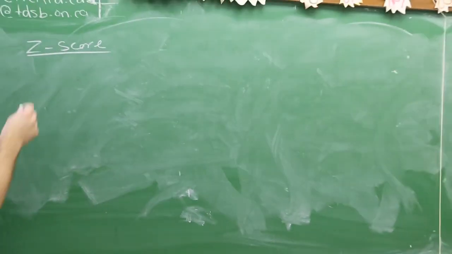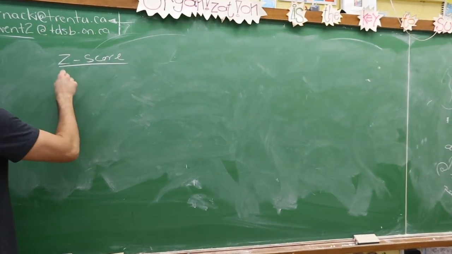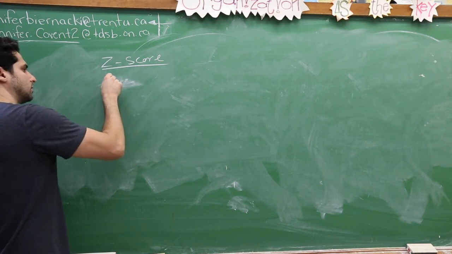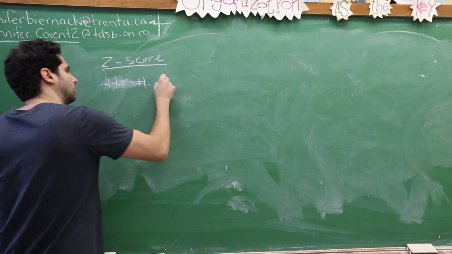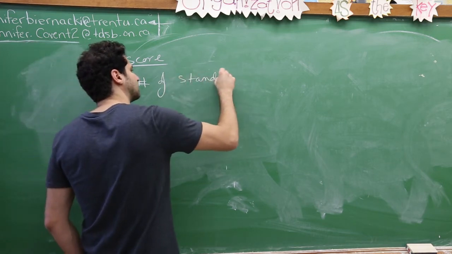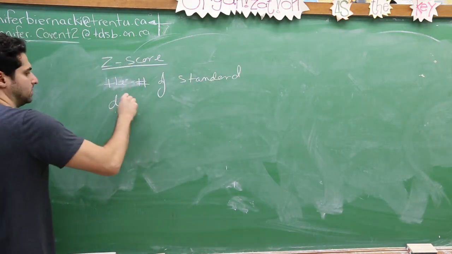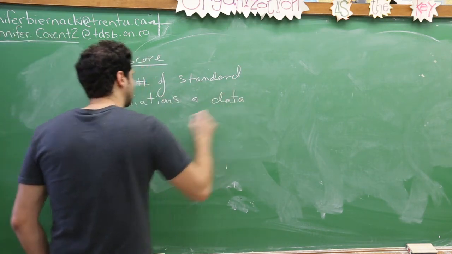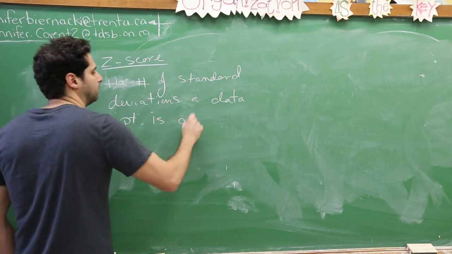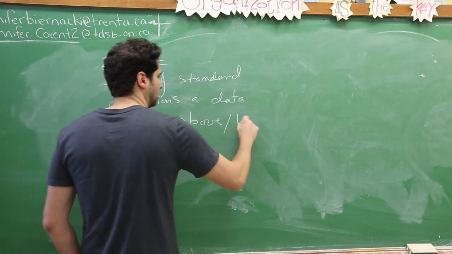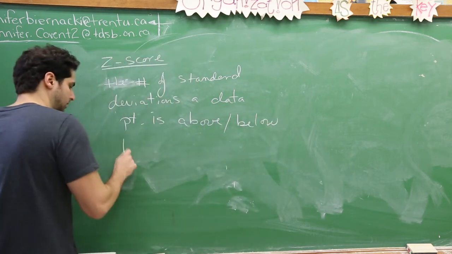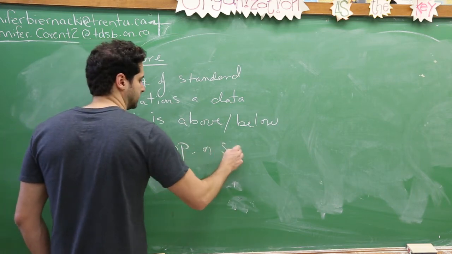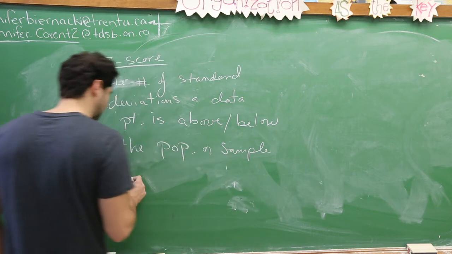Okay. A z-score is all about the number of standard deviations a data point is above or below the population or sample average.